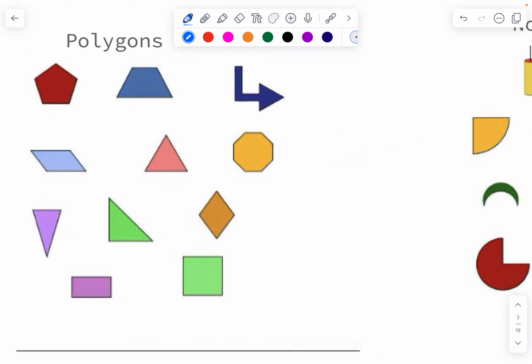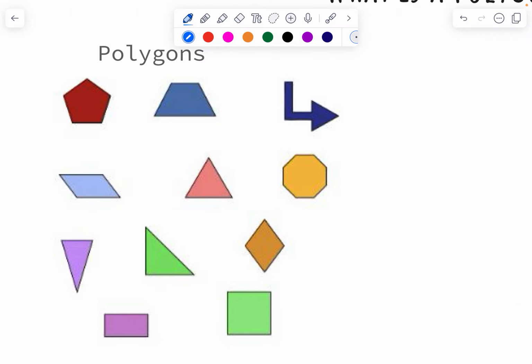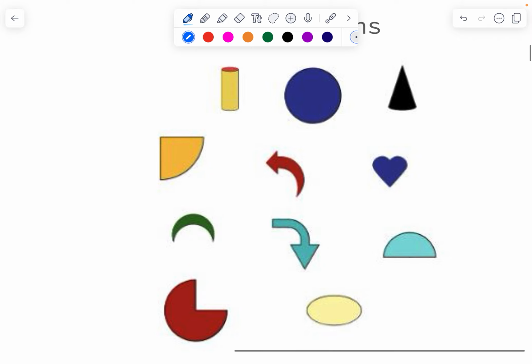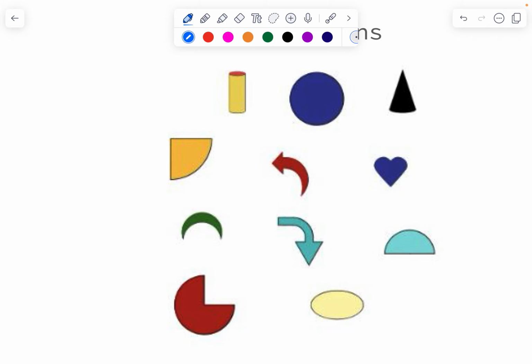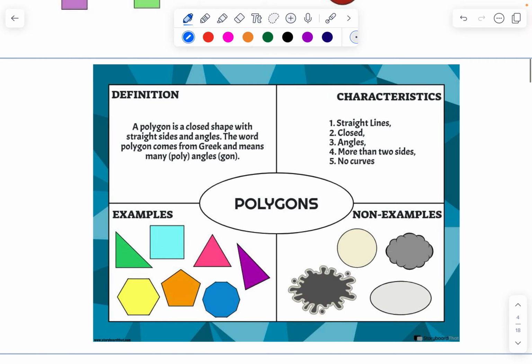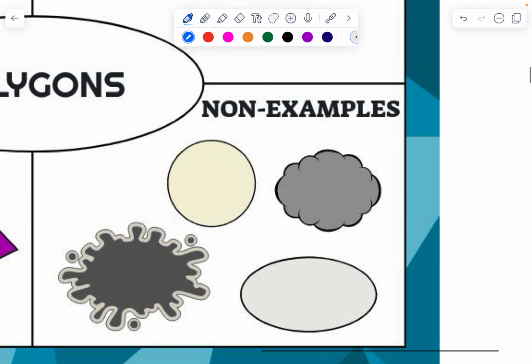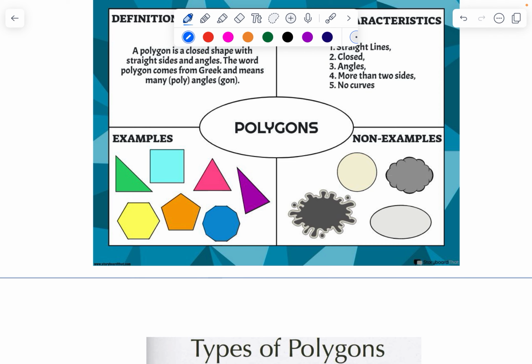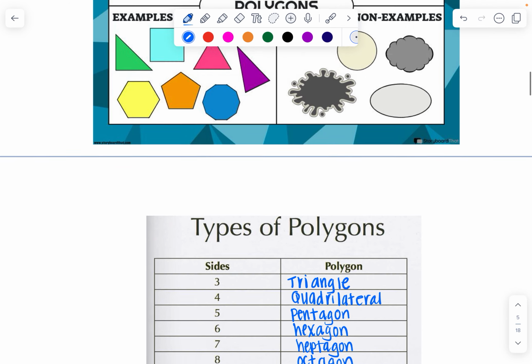So what is a polygon? Here are some examples of polygons. Here are some examples of shapes that are not polygons. Our definition of a polygon: a closed shape, so it can't have any gaps, with straight lines and angles. So if there's any curves, it's not a polygon. The word poly comes from the Greek meaning many and angles. So polygon means many angles. It has to have straight lines, closed, angles, more than two sides, and no curves. So if we look here, these all have curves, which is why they are not a polygon. It has to have straight sides.